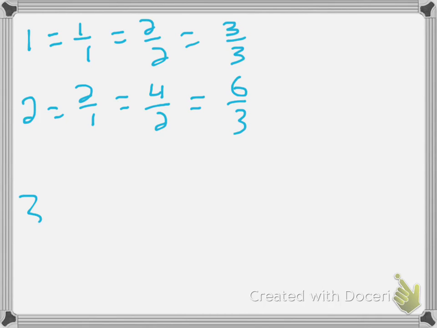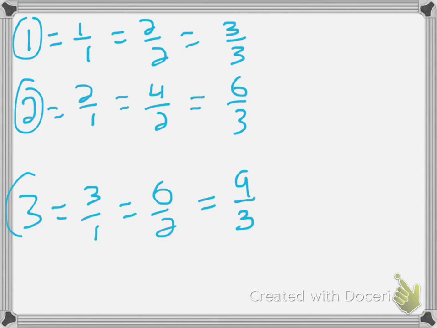And then we saw for 3 over 1, that also represents 6 over 2, and that also represents 9 over 3. So this is our kind of introduction to equivalent fractions. And another important concept stated here is that whole numbers are indeed fractions. 1, 2, and 3 is indeed 1 over 1, 2 over 1, 3 over 1.